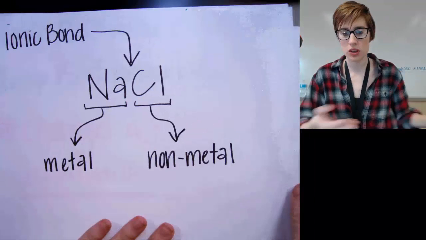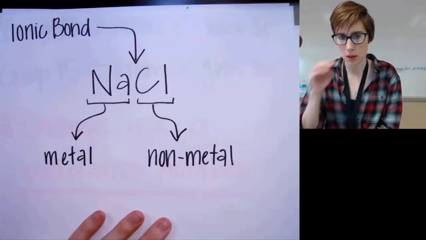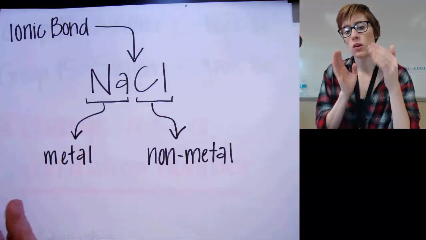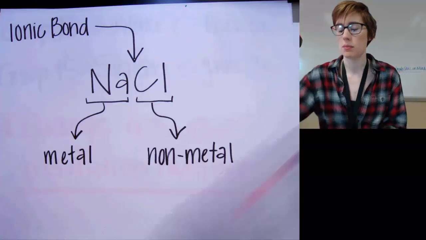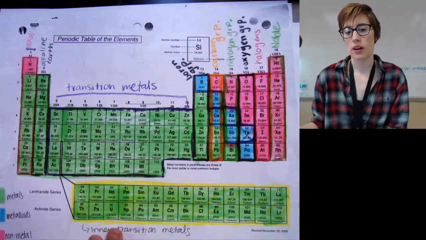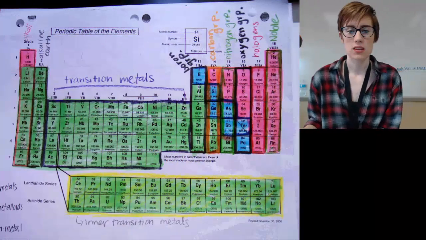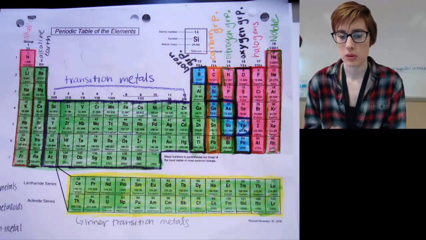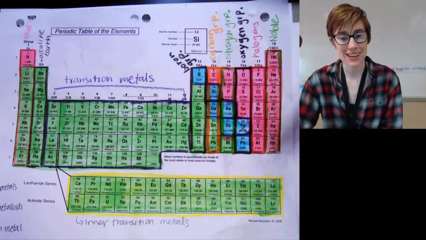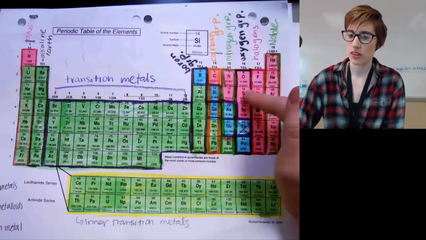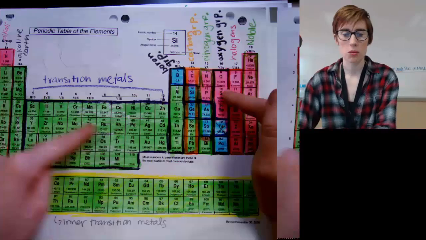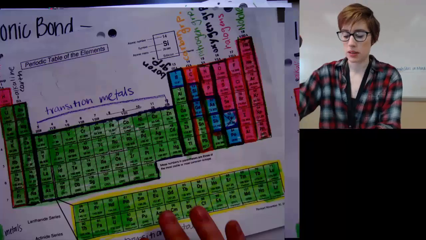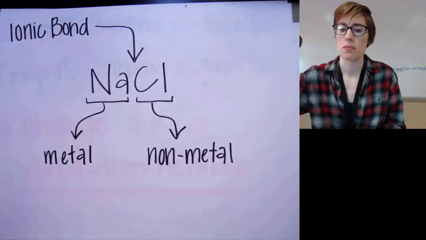Now, there are 3 types of bonds we're going to talk about. The first bond I want to talk about is the ionic bond. The ionic bond is formed between one element that's a metal and one element that's a nonmetal. So if we looked at our periodic table, we could predict which elements would form an ionic bond, right? Anything that's green on this periodic table is a metal, and anything that's pink is a nonmetal. So we know that anything over here could bond with almost anything over here, and what kind of bond would they form? They would form an ionic bond.